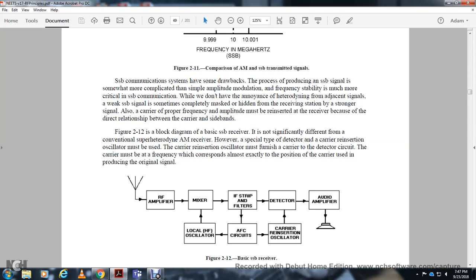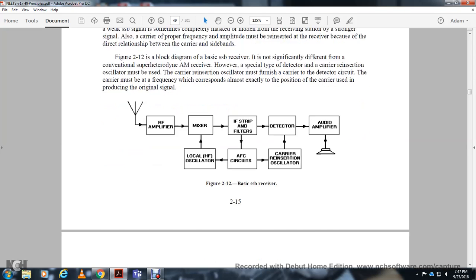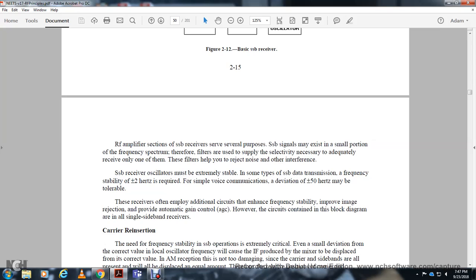Radio frequency amplifier, mixer, input, IF strip of filters, AFC circuit, local oscillator back to the mixer, the intermediate AFC circuit, the carrier reinsertion oscillator, AF strip, filters, detector, audio amplifier. Alright, the radio frequency amplifier section of the single sideband receiver. The single sideband signal may exist in a small portion of the frequency spectrum, therefore filters are used to select the necessary signal adequately in the receiver. Only one of the filters has to check noise.